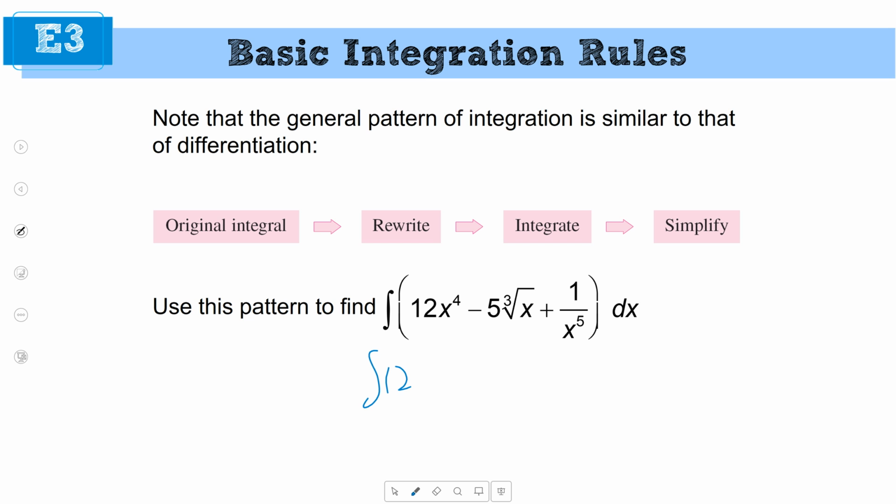This is 12x to the fourth minus 5x to the 1/3 plus x to the negative 5 dx. You can do that, can't you? Do we need to put parentheses around it before we put the dx? If you want to be fancy, you probably should, but it's not a deal breaker. All right, relax.